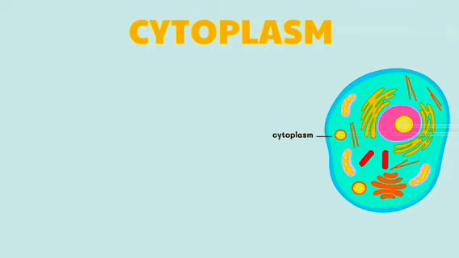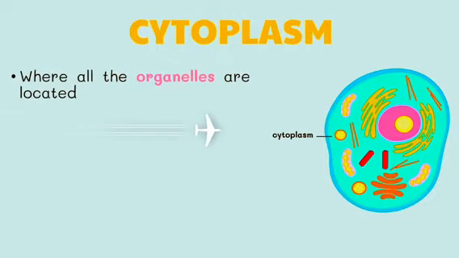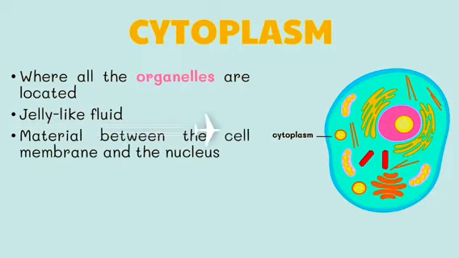The cytoplasm is where all the organelles are located and has a jelly-like fluid. It is the material between the cell membrane and the nucleus. Alright, so let's move on to the organelles.